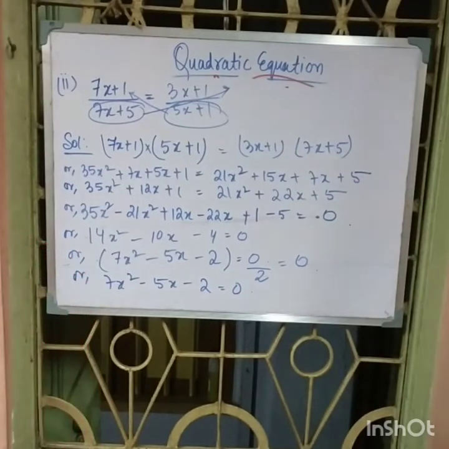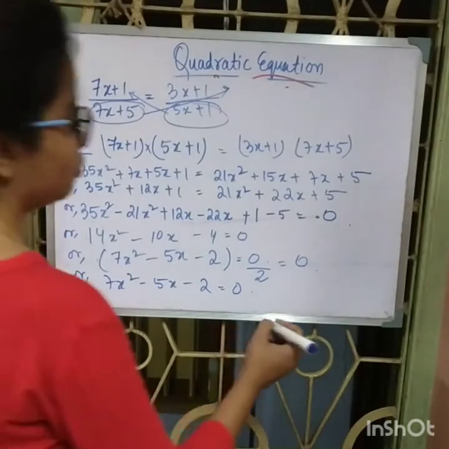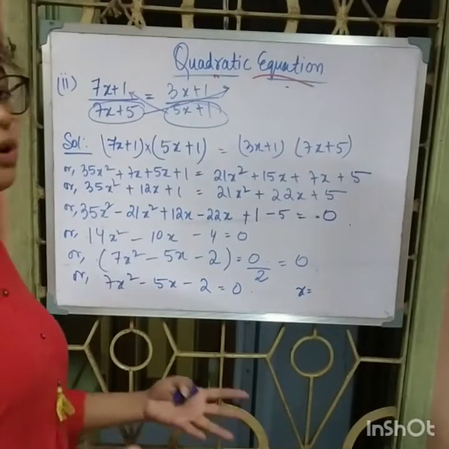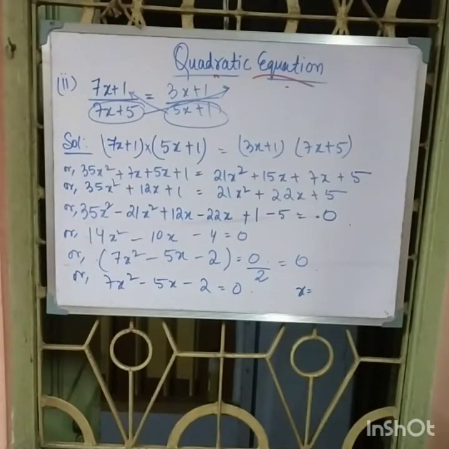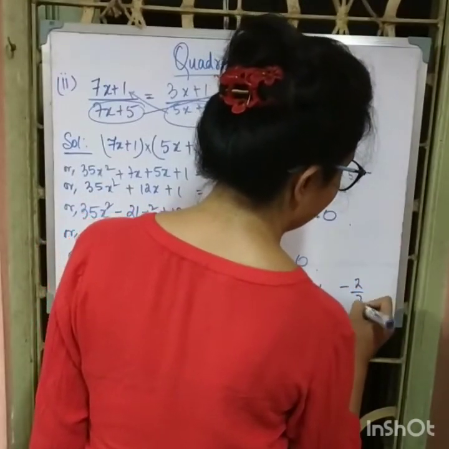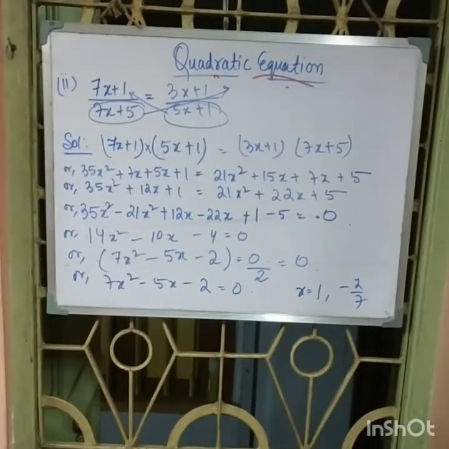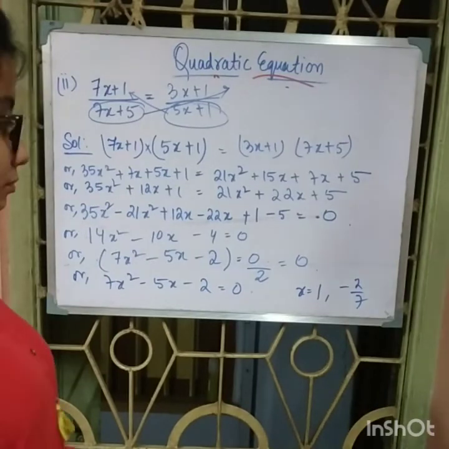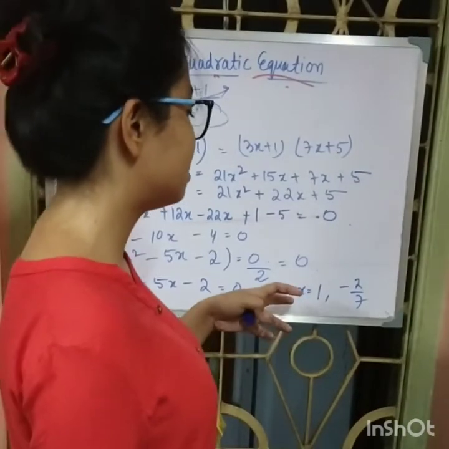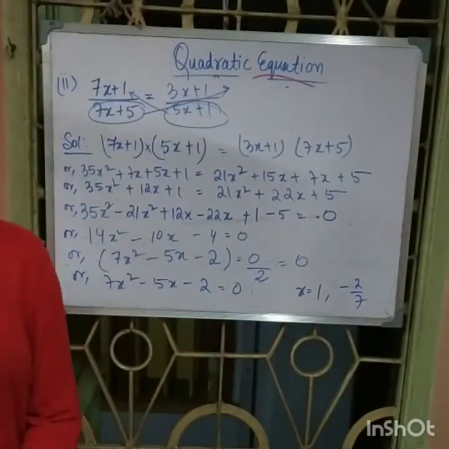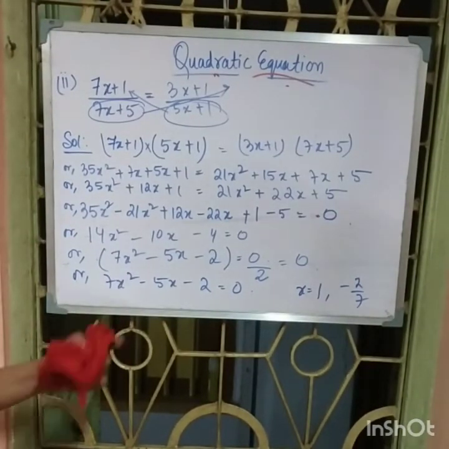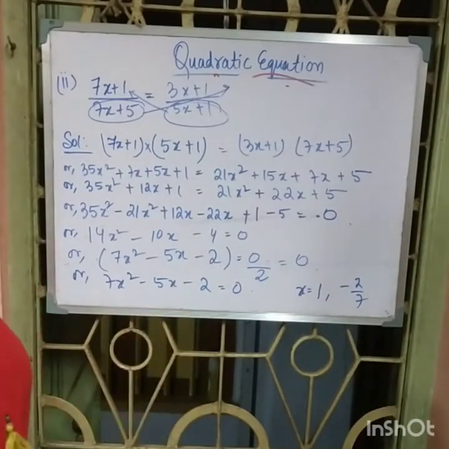So that is your homework. The answers, the roots, the solutions. Sometimes we also say solutions or roots of the equation. So the answers will be x is equal to 1 and minus 2 by 7. It's your homework. Okay. So if we solve this using the middle term factorization method, we will get the answers as x is equal to 1 and minus 2 by 7. Okay. So this is it. This is your homework. The rest part is your homework.